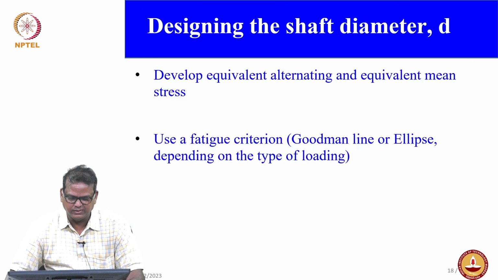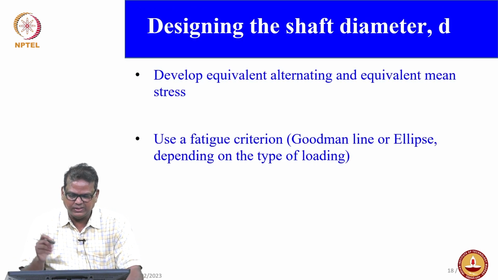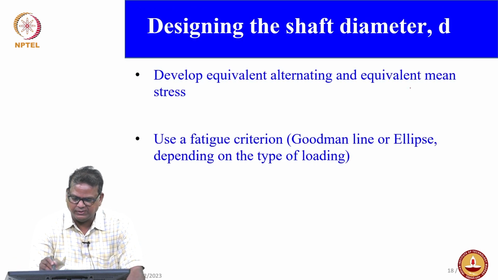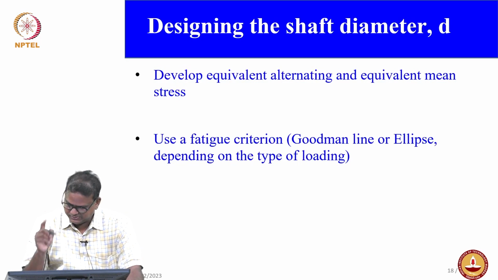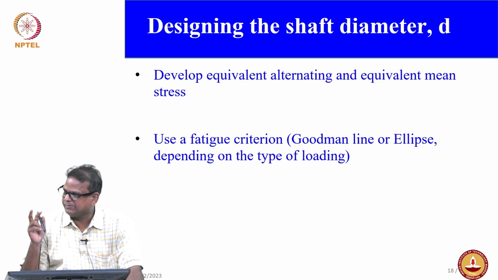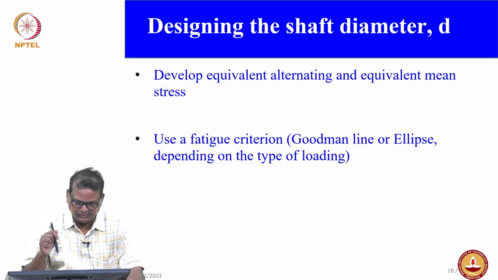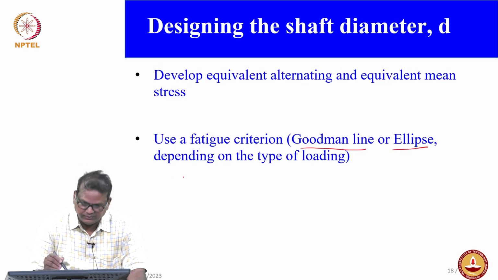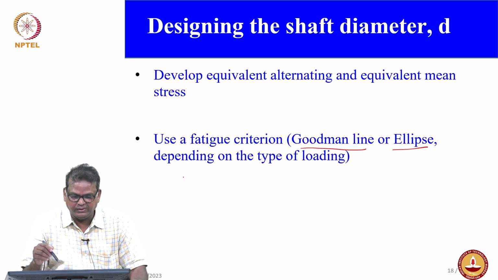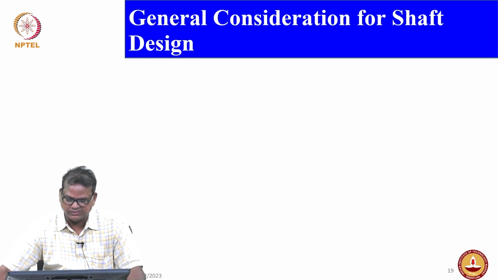We are going to develop the equivalent alternating and mean stresses, sigma m and sigma a, both we need to find. Then, using a fatigue criterion, either the Goodman line or the ellipse, depending on the type of loading and type of material, the shaft diameter will change.